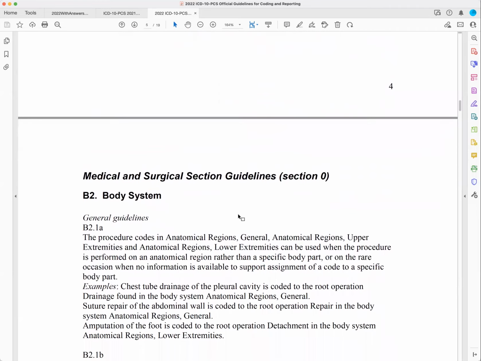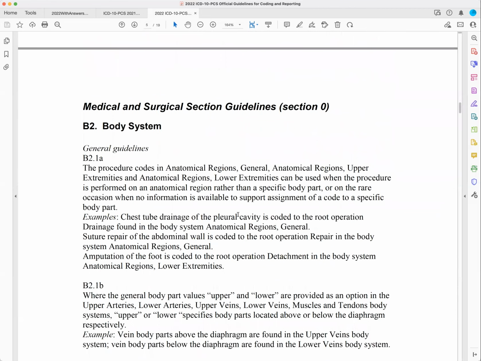So that's all of the Section A guidelines, and those guidelines are applicable to all sections of PCS. They're the basic coding conventions, meaning the basic things that you have to use in order to code accurately. And then we get into section specific coding guidelines. So Section B is your medical and surgical section guidelines.